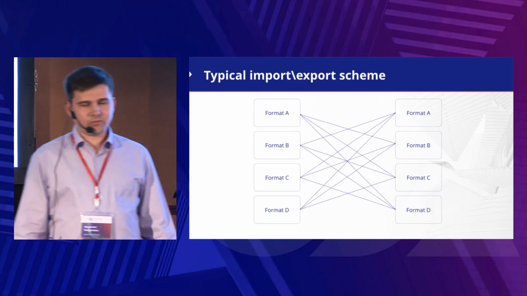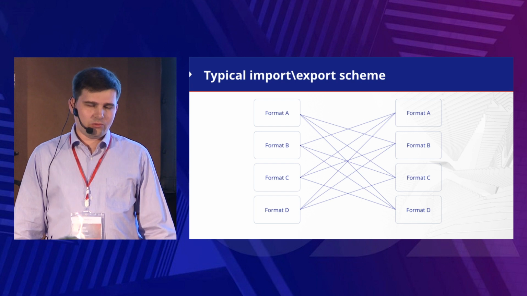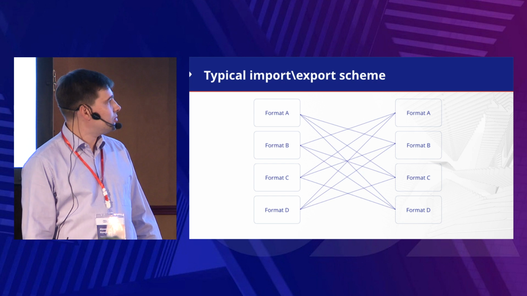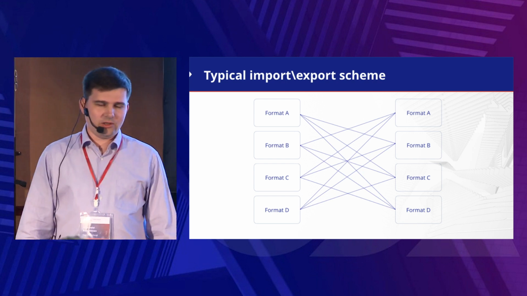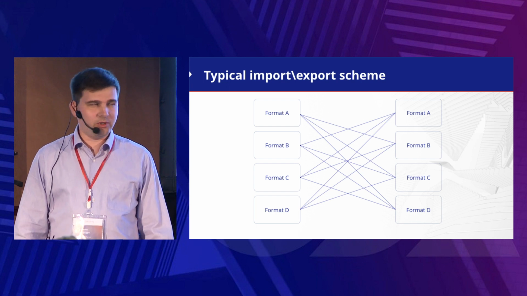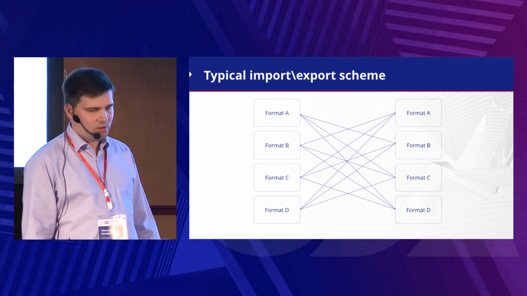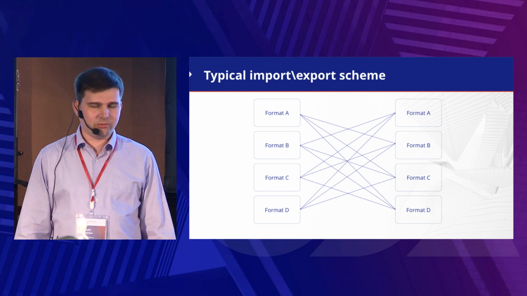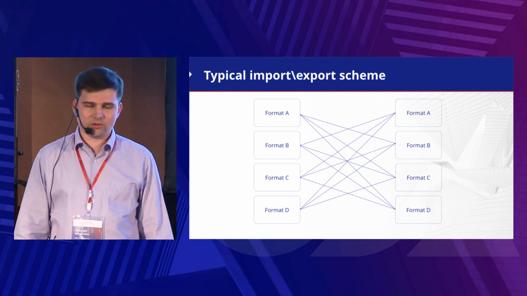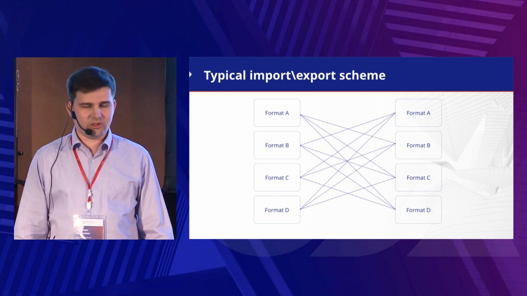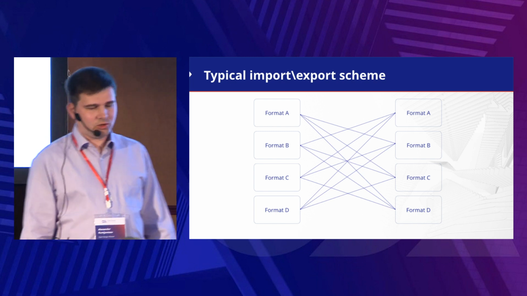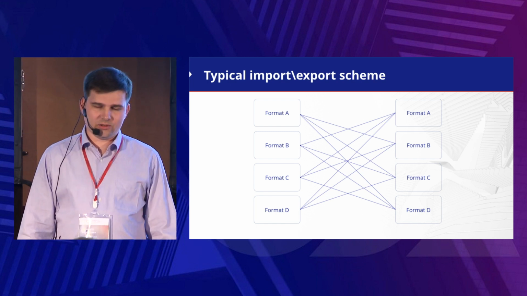The following scheme shows you how exchanging of data between 4 different formats works. If we need to convert format A to B, C, and D, we should implement 3 conversion modules. For 4 formats, we should implement more modules. This scheme looks hard, and it becomes terrible if we need to implement exchanging of data between 10 formats or 100 formats.